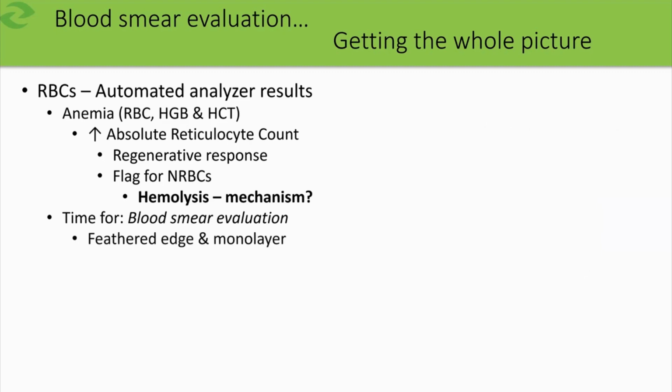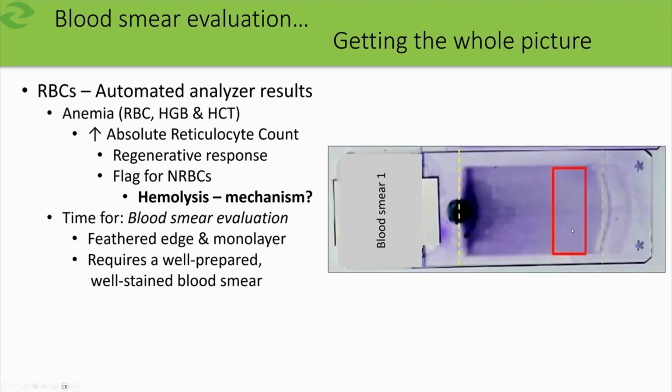All right, so where do we need to evaluate a blood smear? It's got to be the feathered edge and the monolayer, and to find the feathered edge and the monolayer and to truly evaluate that, it requires a well-prepared, well-stained blood smear. So here is actually a really nicely prepared blood smear.